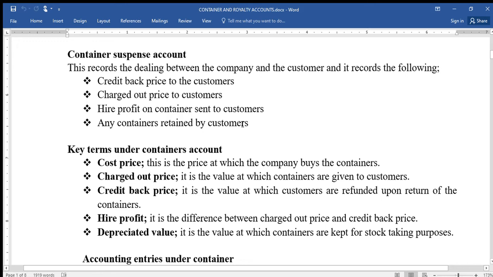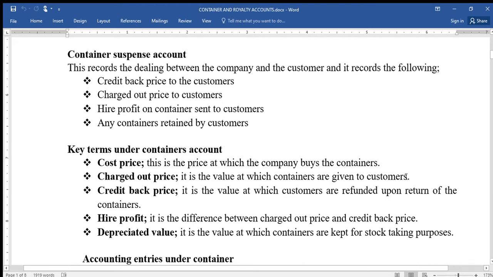So now let's look at the key terms in the container accounts. First we have the cost price. Cost price is the price at which the company buys the containers from other companies that sell containers. Then charge out price. Charge out price is the value at which containers are given to customers.